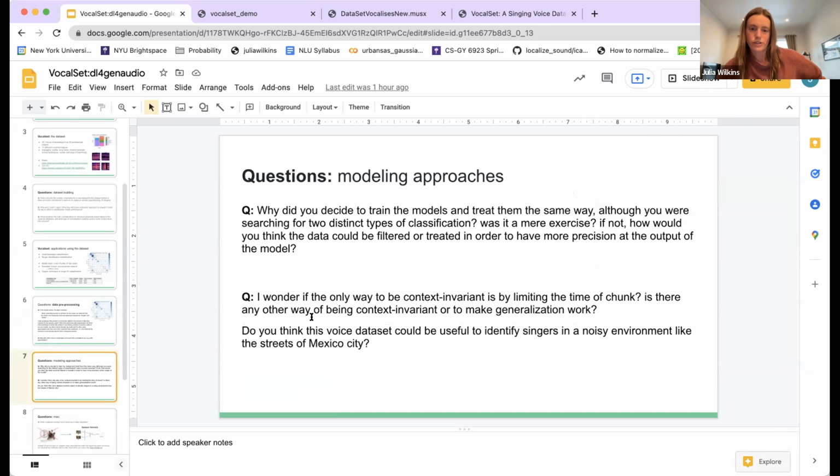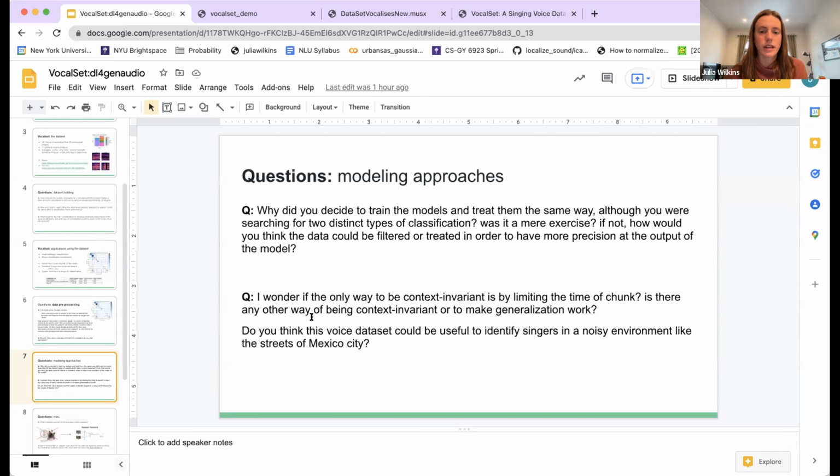And then a few more questions on modeling approaches. Why did you decide to train the models and treat them the same way? I thought this was a really great question and showed me that someone was reading the paper very specifically. But like I said, we didn't spend too much time on the modeling architecture because it was more of an exercise in showing that we could use the data set in this way. So that's basically the simplest answer, is why we just used the same architecture for both.